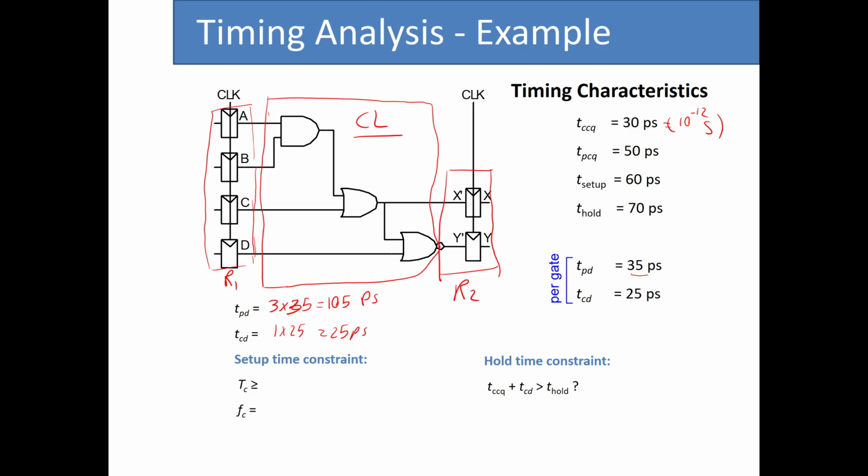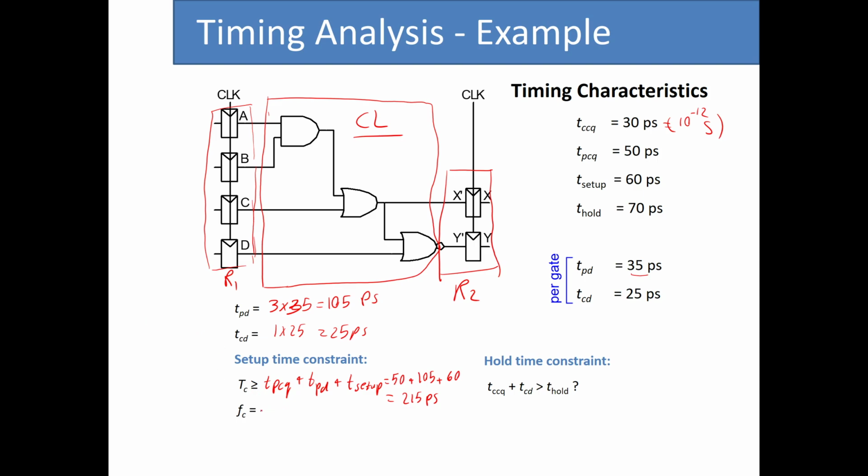Now let's just go over the setup time constraint and also the hold time constraint. For the setup time constraint, we know that TC needs to be larger than TPCQ plus TPD plus T setup. So TPCQ is 50, TPD is 105, and T setup is 60. So if I add all of these together, I have 215 picoseconds as the minimum amount for the period of the clock that we use for this circuit.